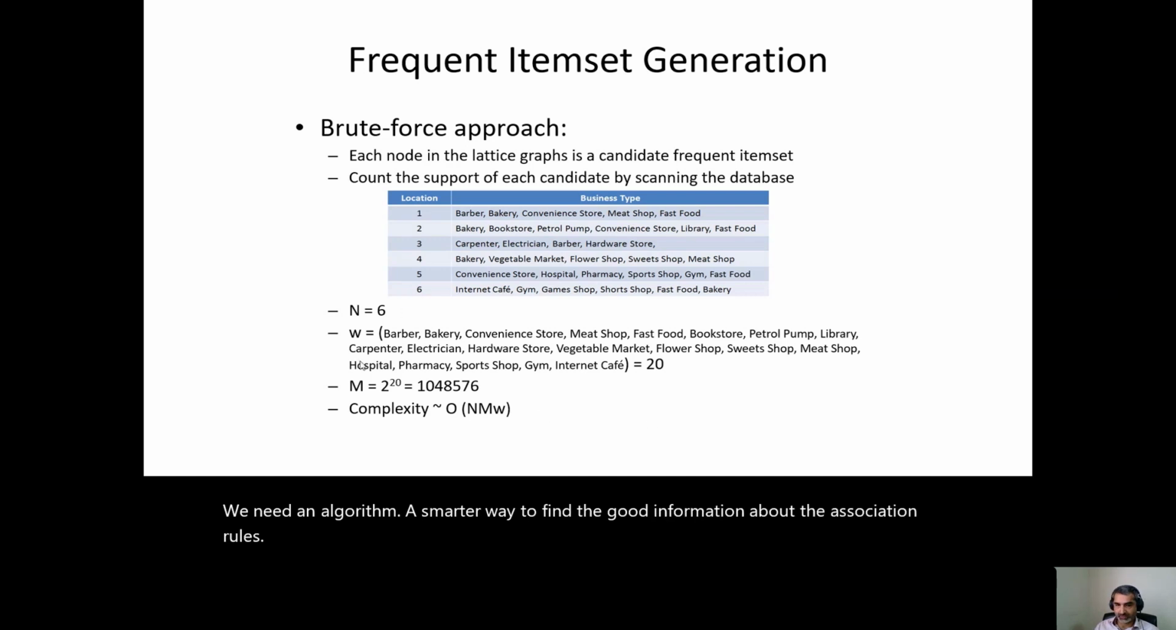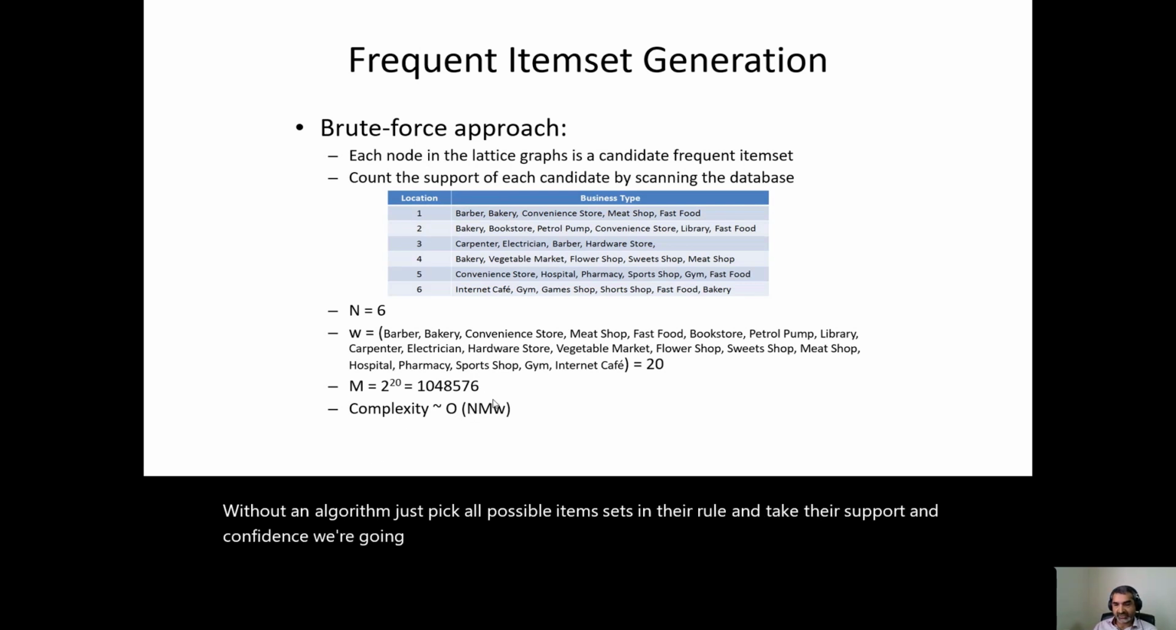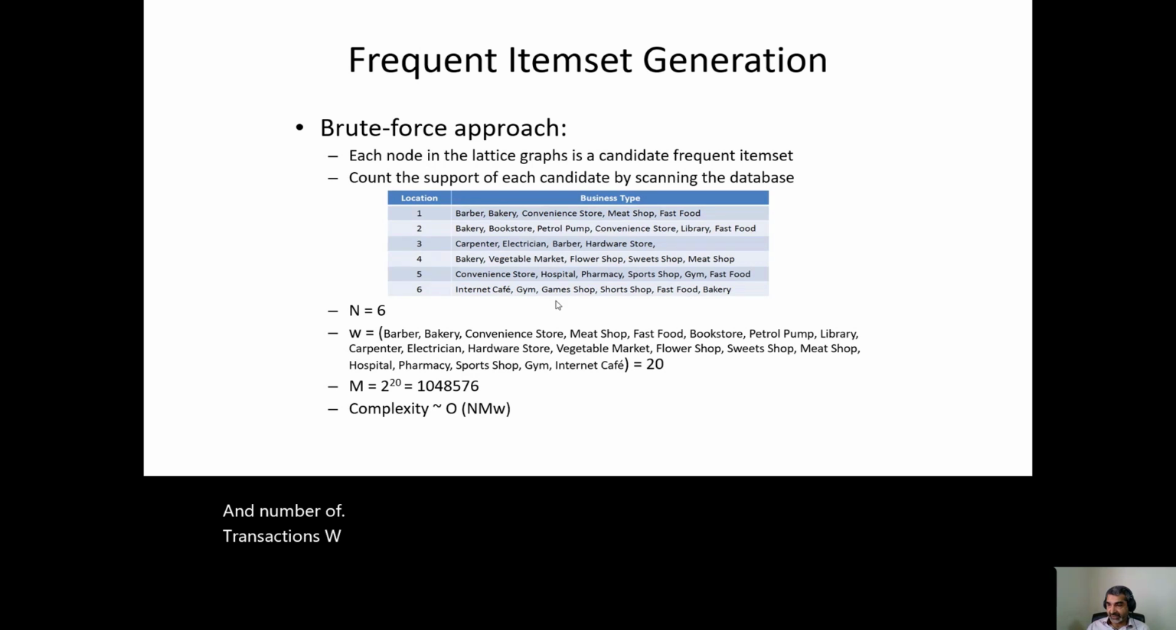Are you with me? Do you appreciate the size of the complexity if we do it without an algorithm, just pick all possible item sets and their rules and check their support and confidence? We are going to do this NMW times. N is the number of transactions, W is the number of unique items in the database, and M is 2 raised to power unique items. It's a huge number of operations.